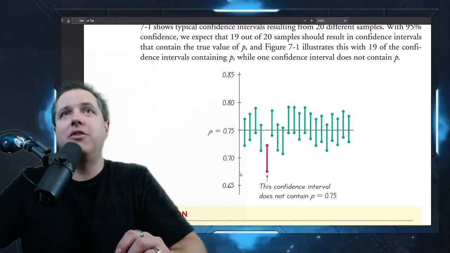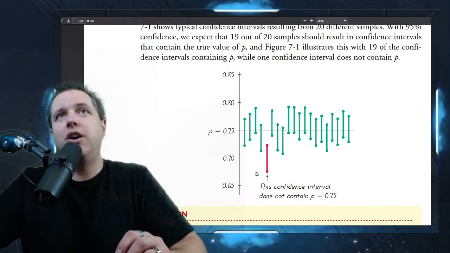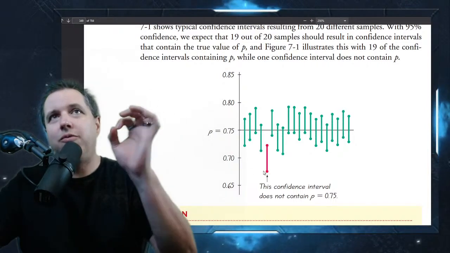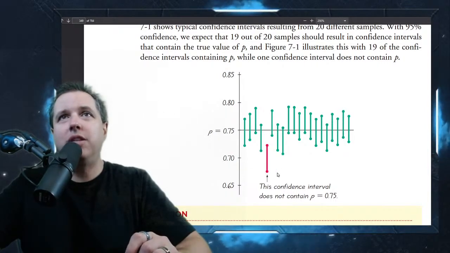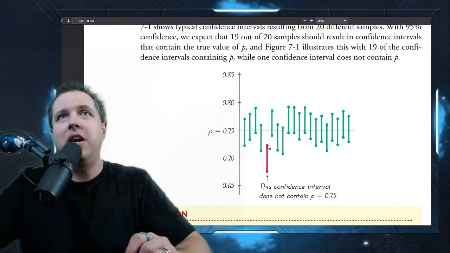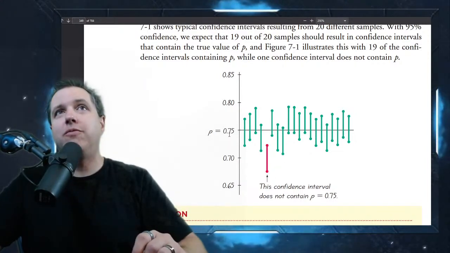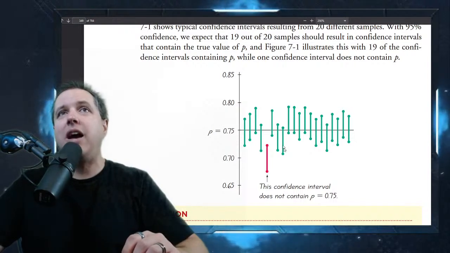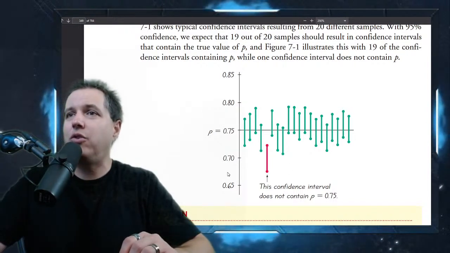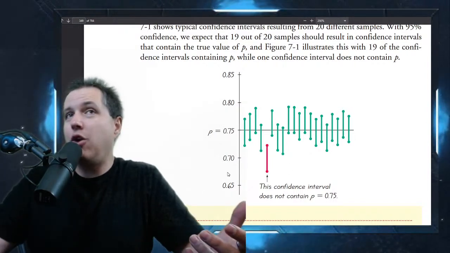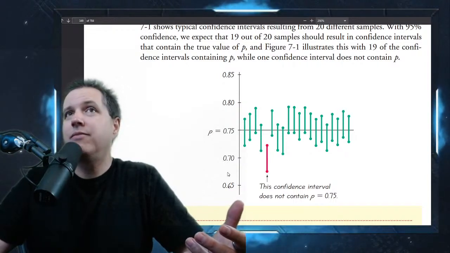Just recognize this red one. This person is sitting there thinking, I think the true proportion of students who support a full tobacco ban falls between, what would this be, like 0.67 and 0.72, except they would be wrong because the true proportion, 0.75, falls outside this confidence interval. They're wrong, but they're not going to know they're wrong.